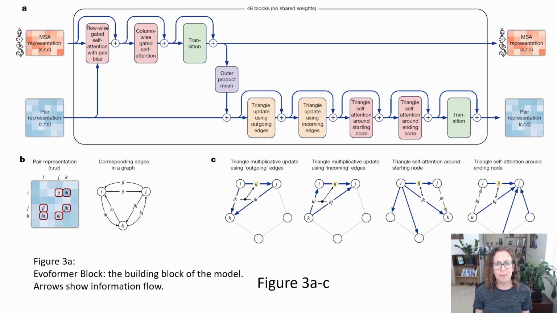Something to note is that many of these are triangle operations. With the amino acids, they're not just looking pairwise at how two amino acids relate, but since this is a 3D structure, it's really helpful to look at how three different amino acids all relate to each other. And so they have a number of triangle computations, which are shown in B and C, where they've chosen three amino acids that they're calling I, J, and K, and showing how those all relate to each other.